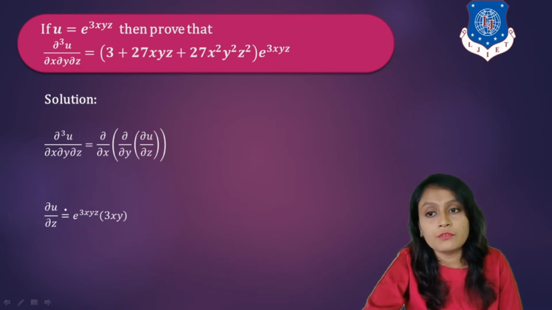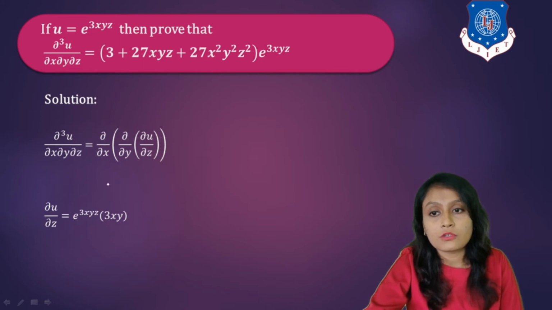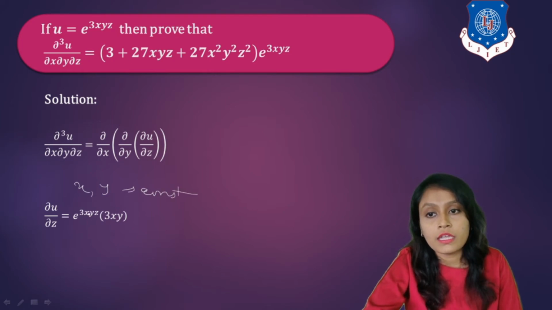Here we have to find the derivative with respect to z. So the other two variables, x and y, are constant. Okay, so the derivative of e raised to 3xyz is what? e raised to 3xyz into 3xy, because here we have to apply the chain rule. So the derivative of 3xyz will be 3xy. Okay, next.